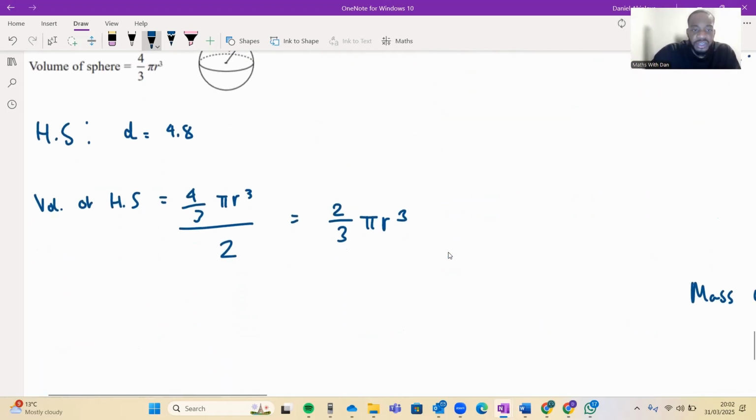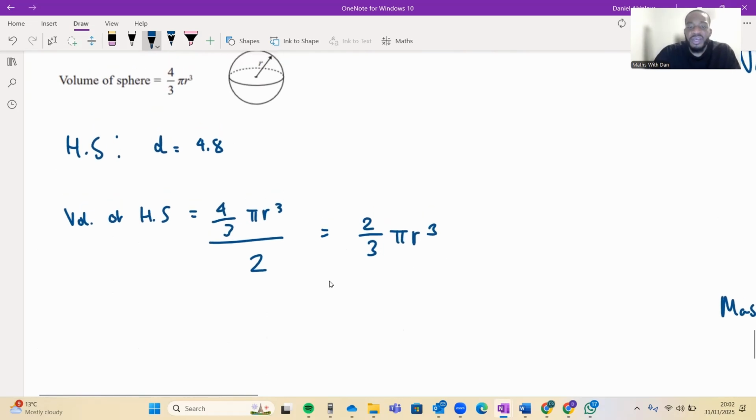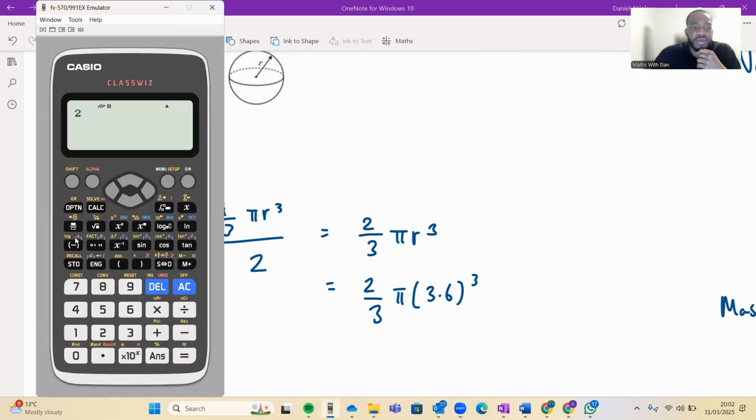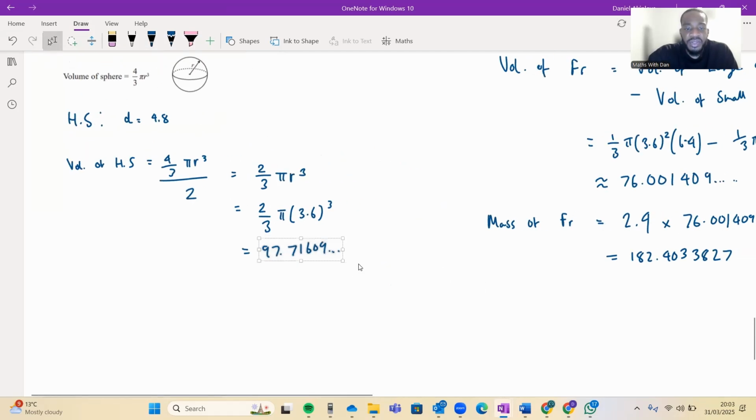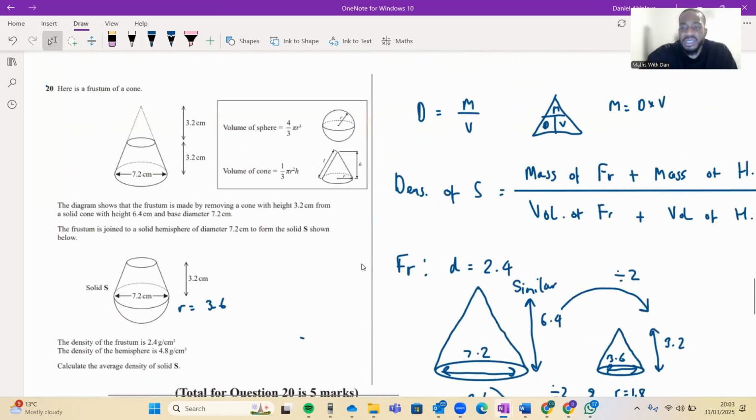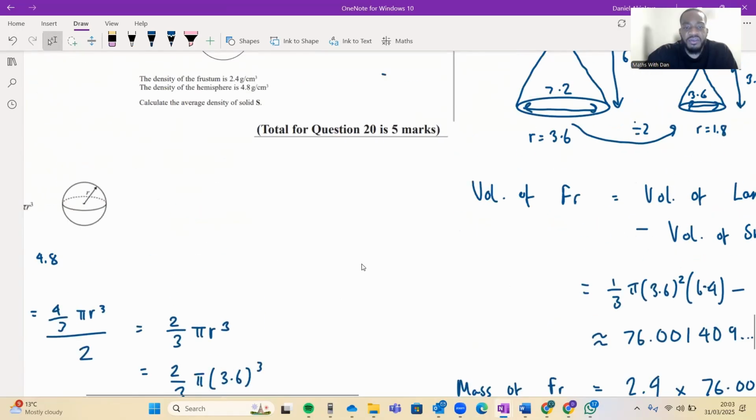So that means that the volume of it is going to be 2 over 3 pi, and then the radius was 3.6 all cubed. So I'll plug that in there and see what we get. 2 over 3 pi, and then 3.6 all cubed. That gives us 97.716, blah, blah, blah. 97.71609, blah, blah, blah. And I'll put that there. Copy that. As long as you have a few decimal places, you're good, to be honest. What was that? That was the volume, wasn't it? That was a volume, it was.